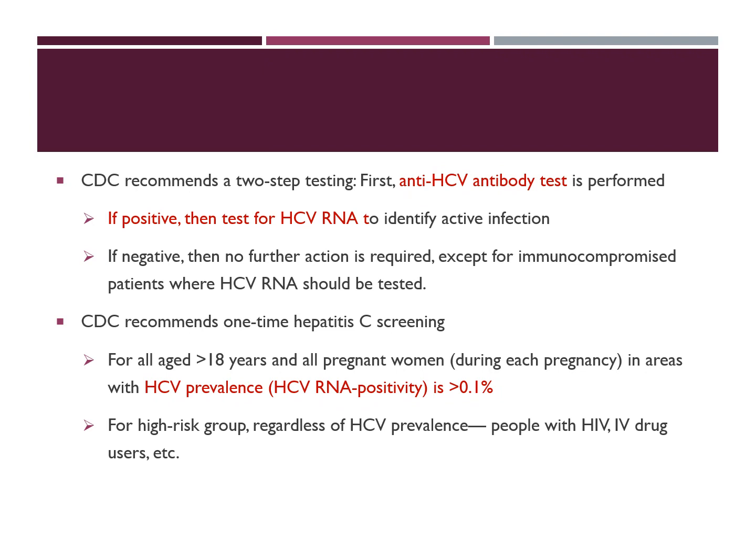For the high risk groups, regardless of the prevalence, in all countries, whether they have a low prevalence or not, all the high risk groups should go for the one-time hepatitis C screening. That is, people with HIV, drug abusers, or those having repeated blood transfusions, they all should have the one-time screening for hepatitis C.